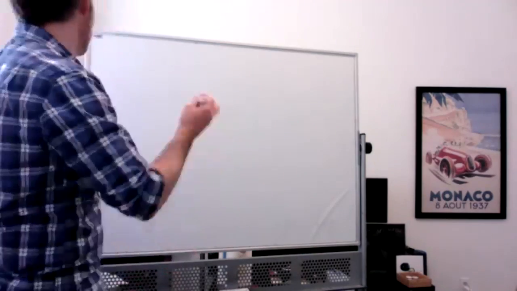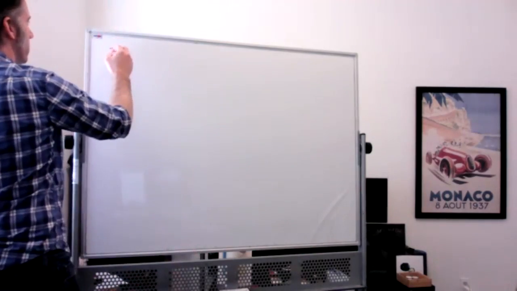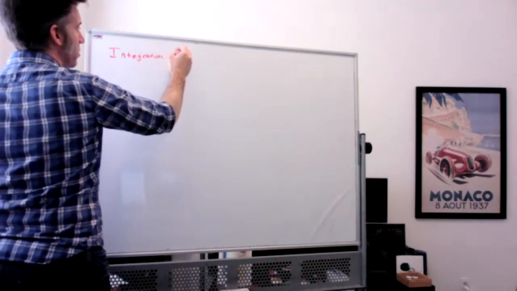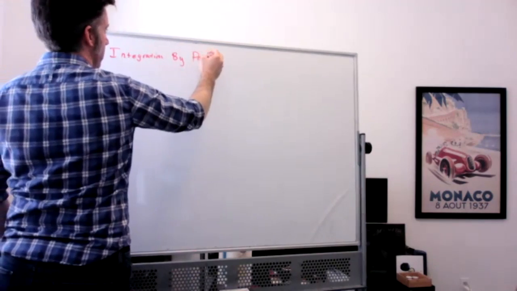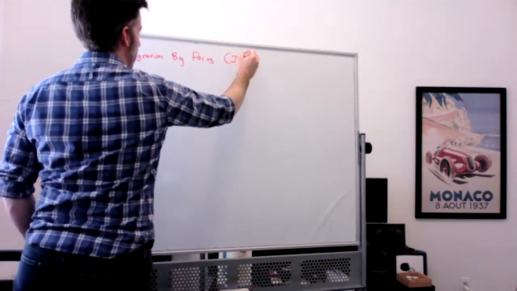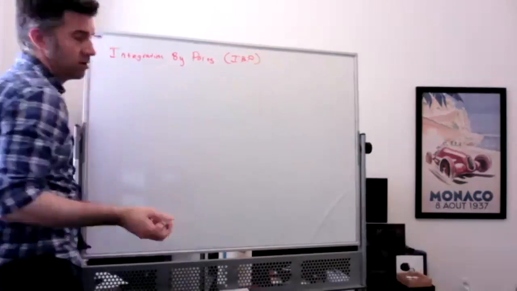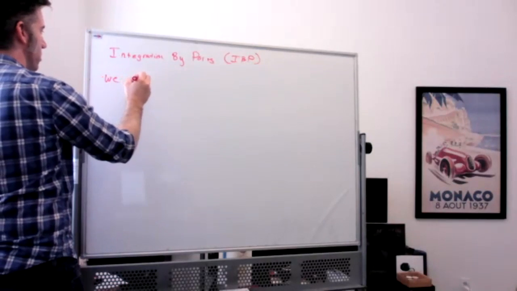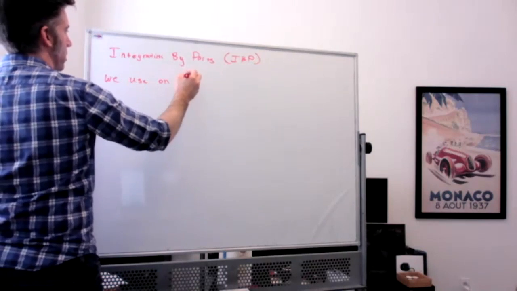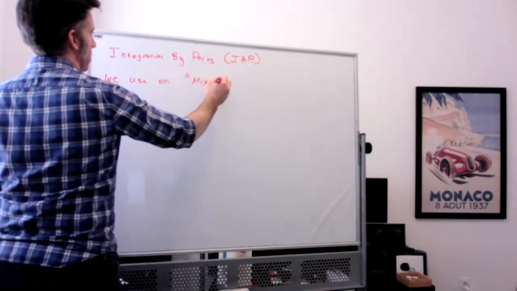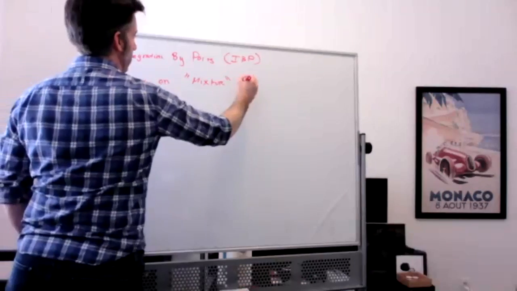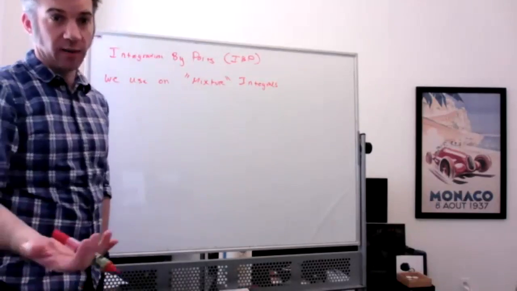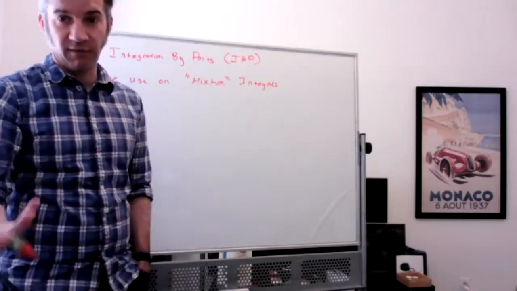So integration by parts, which we usually abbreviate as just IBP, we typically use on mixture integrals. When I say mixture, I mean a mixture of different types of functions.